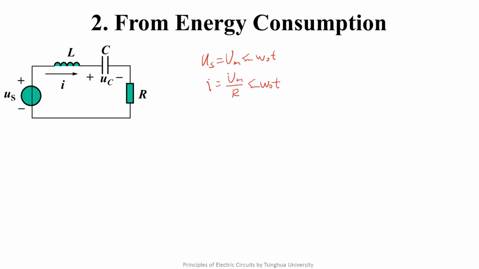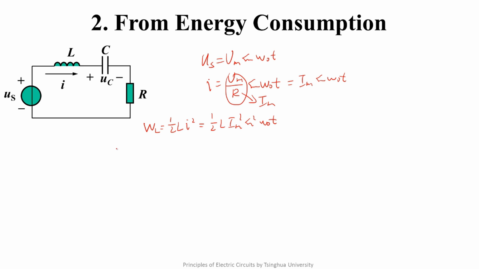We define Um over R as Im, the maximum value of the current, so it can be expressed in this form. Then we discuss the energy. The stored magnetic field energy in the inductor is this. And it's a function of time.